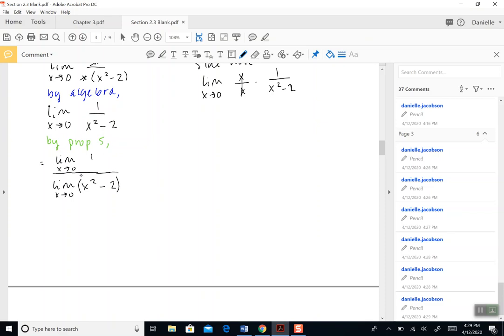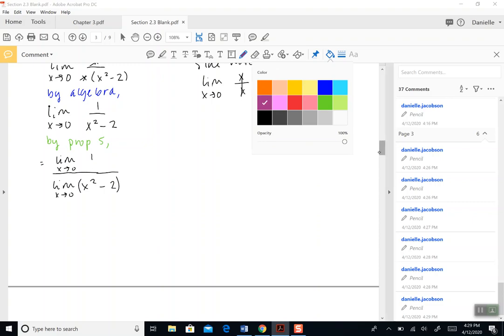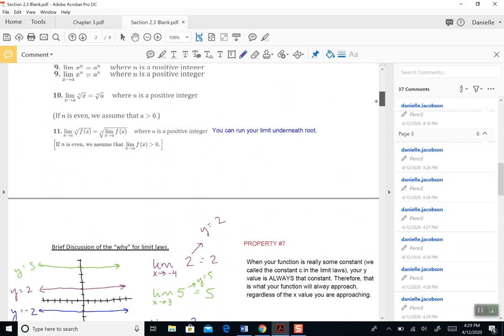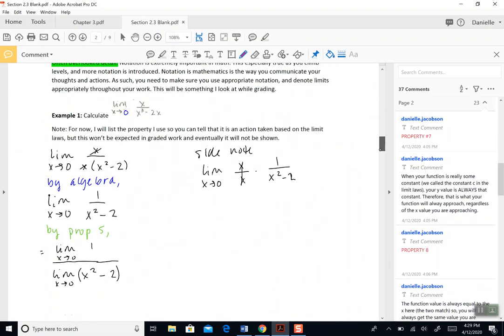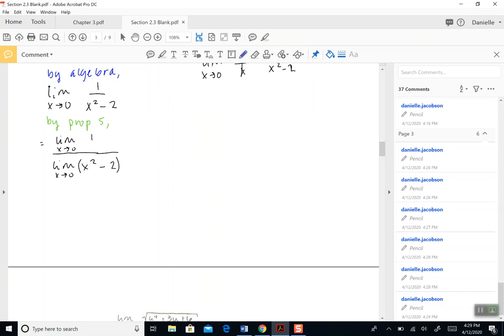Now, focusing on the numerator, I have a limit going to a number, a constant. So again, I'll go up to my limit laws and see what applies there. We talked about this one. Property number 7 says that if you approach a constant, it's always equal to that constant. So the numerator here is just 1, by property number 7. We still need to work with the denominator.